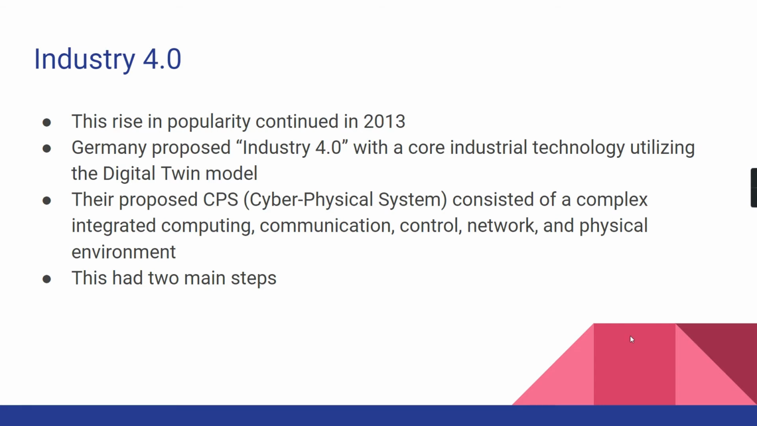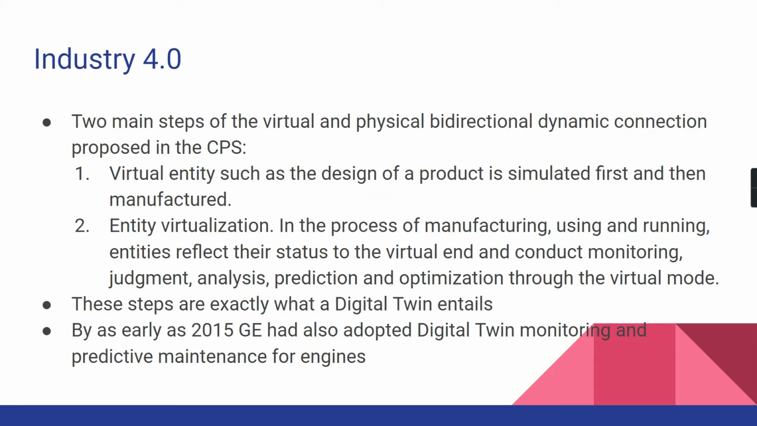So the CPS had two main steps, which are right here, and they're the steps for the virtual and physical bidirectional dynamic connection proposed in CPS. Number one is virtual entities, such as the design of a product, being simulated first and then manufactured. Then number two is the entity virtualization, where the process of manufacturing, using, and running entities reflects their status to the virtual end and conducts monitoring, judgment, analysis, prediction, and optimization through the virtual model. So these steps are pretty much exactly what a digital twin entails, with the parallelization and the running before and after, and then the exchanging of data, use for prediction and analysis, and all of that.